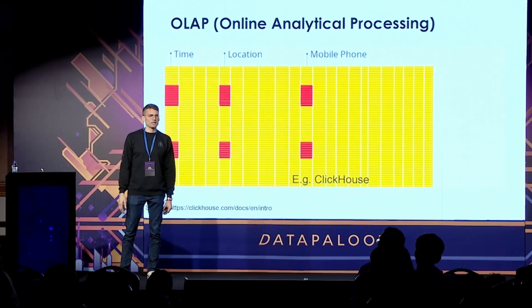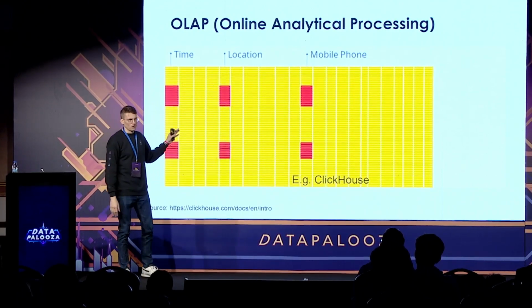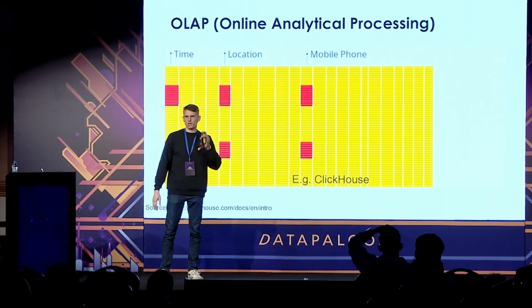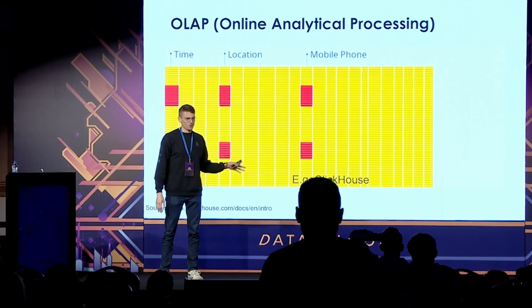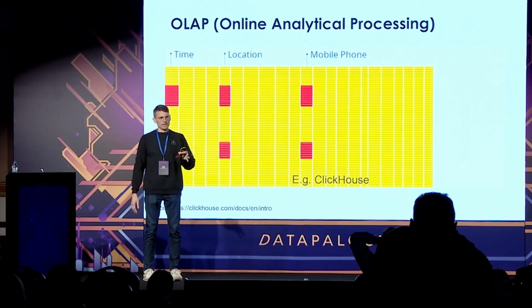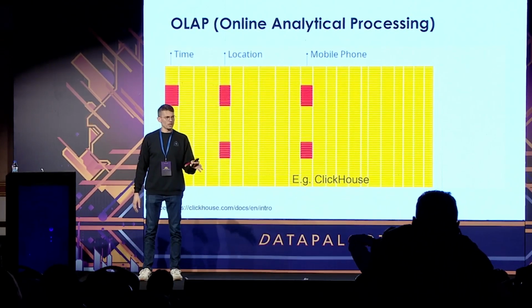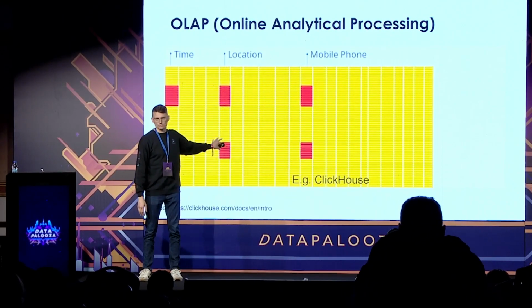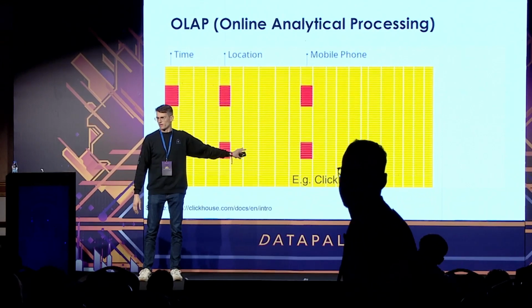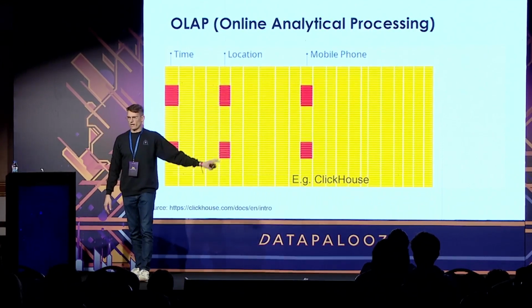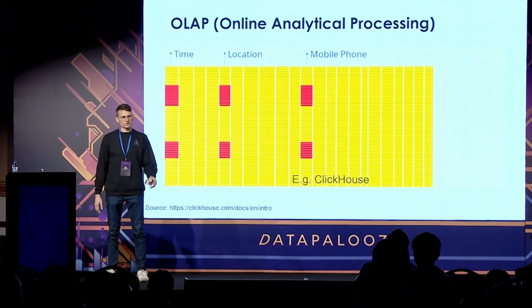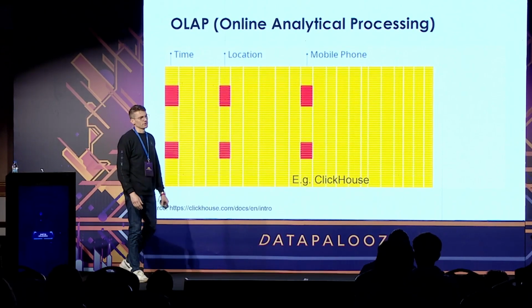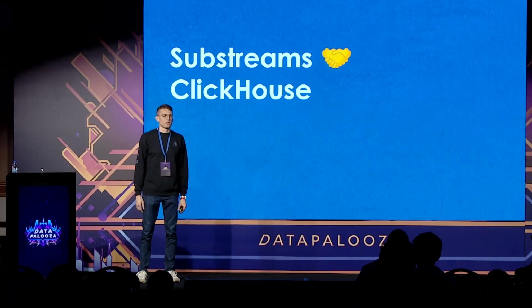Whereas OLAP databases are column-oriented, and they're optimized for reading columns of data. So if you want to do any analytics on this time, location, mobile phone data, you can query just the columns, and you don't have to read all of the yellow stuff. So it's extremely fast for analytics applications. Typically, OLAP databases are used more for businesses that are doing analytics.